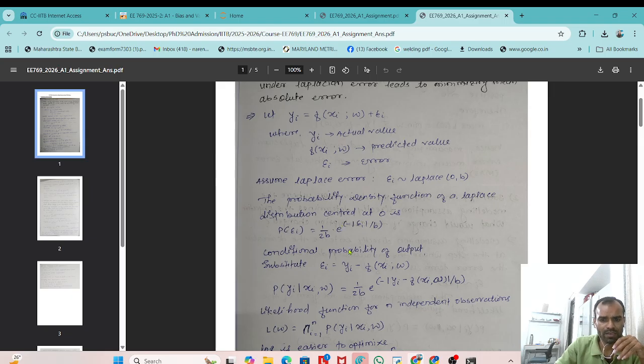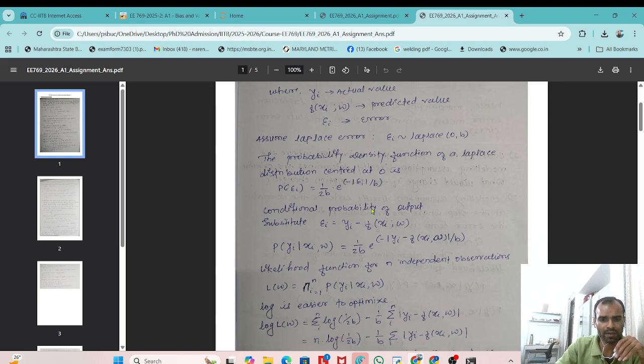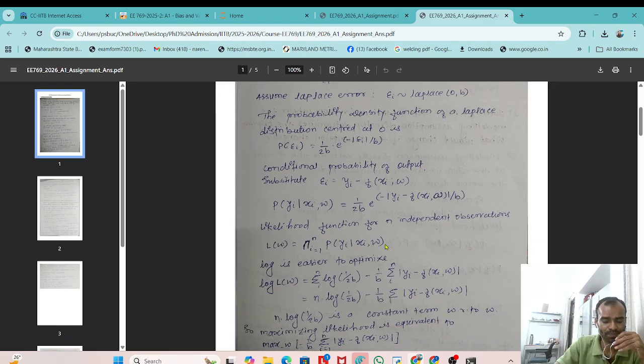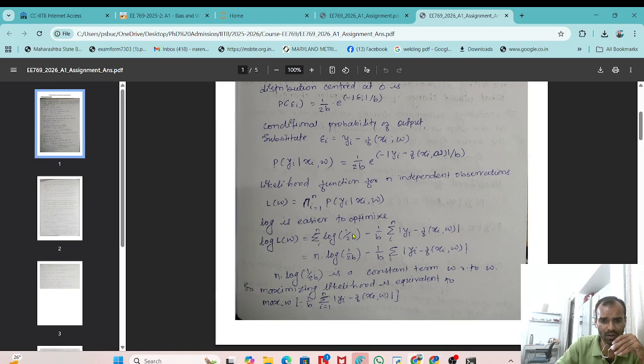Now when we apply the conditional probability of the output, the conditional probability of a single sample would be given by this expression. Then we multiply these probability distributions for independent observations, and that gives us the likelihood function, which we have to maximize. So this is the likelihood function. If we take the log on both sides, it is easier to optimize, so we have used the log over here.